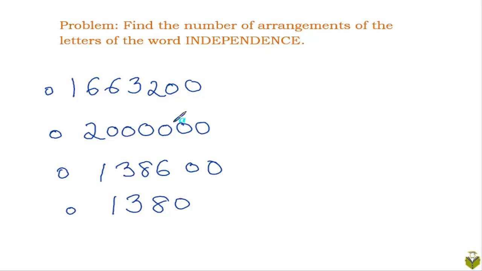So just see that the answer to this question is the first one, 1663200. We look at the solution, but I think you should be able to get it basically because these are just arrangements or permutations of letters of the word independence, and we covered questions related to that. So let us look at the solution.